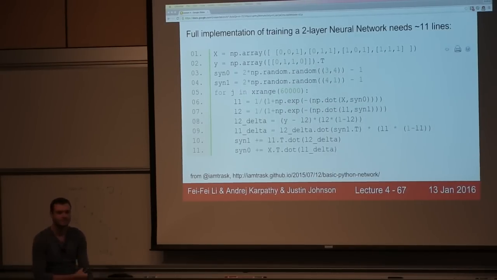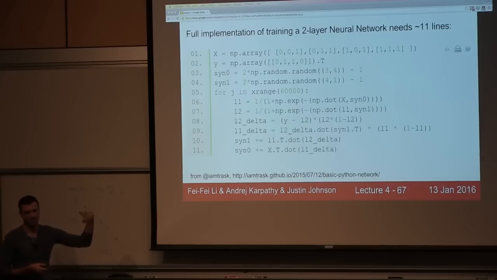Good. What's that random function? The random function is creating your first initial random weights. So you need to start somewhere. So you generate a random W.